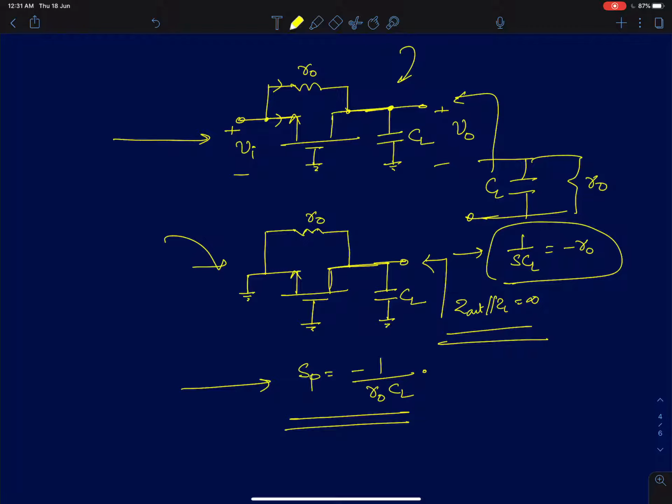We said I out is completely independent of frequency here. So therefore it will never go to 0 at that value. I haven't explicitly written what I out is here, but you can very easily show it yourself. Your I out will actually be equal to GM plus 1 by R0 into VI.